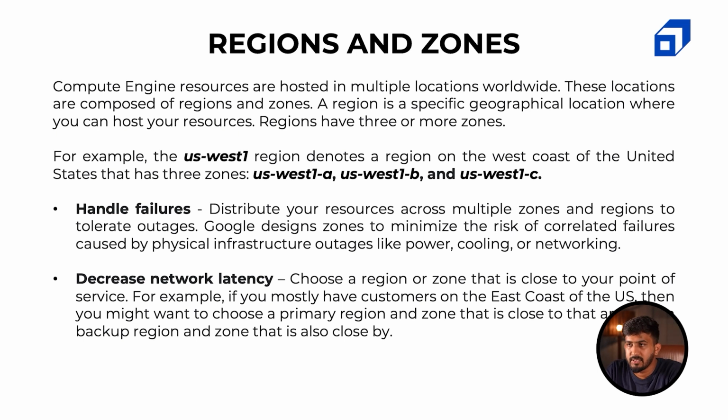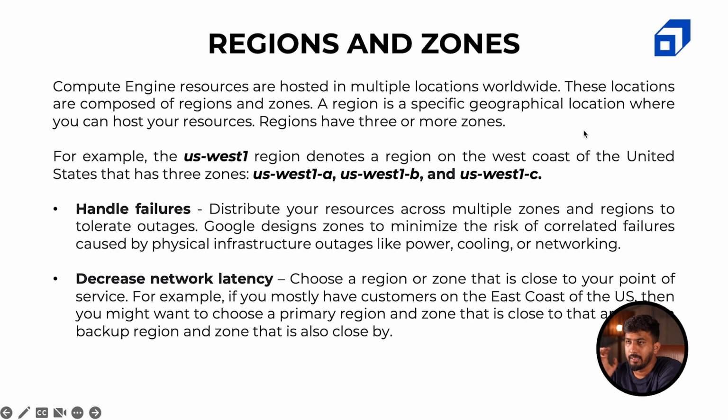So in the previous session, I showed you the global infrastructure of GCP. When I showed that, you would have understood, okay, they have these many data centers across the globe. But these data centers have their own zones within them. For example, Compute Engine resources are hosted in multiple locations worldwide. These locations are composed of regions and zones. A region is a specific geographical location where you can host your resources. Regions have three or more zones.